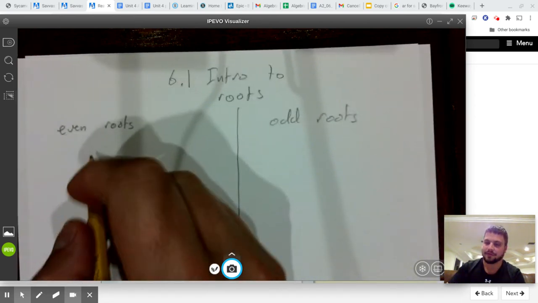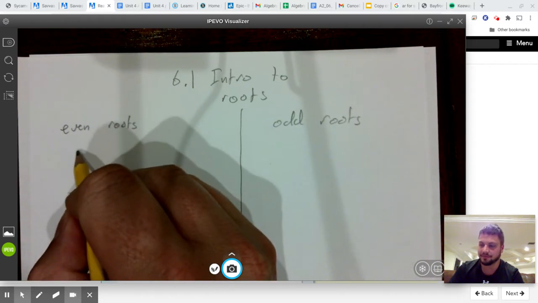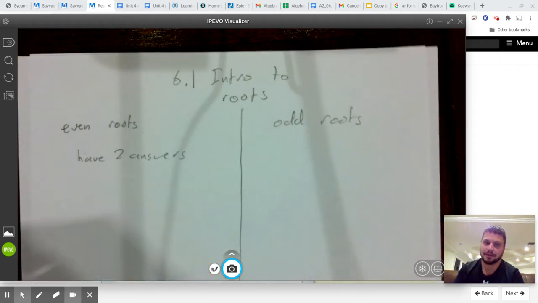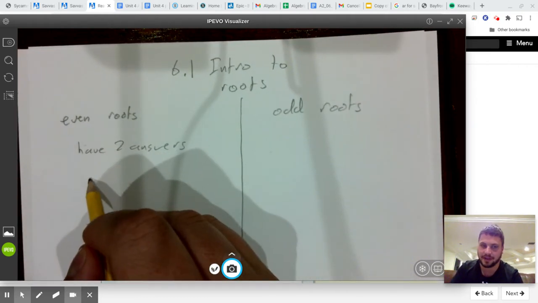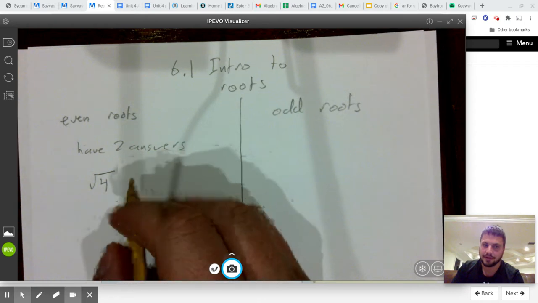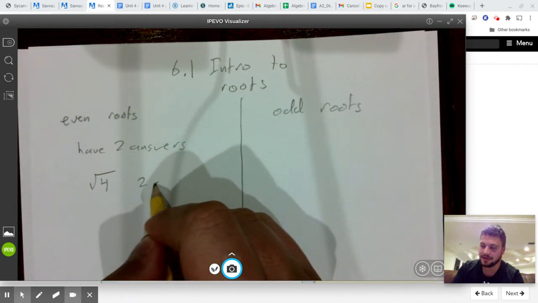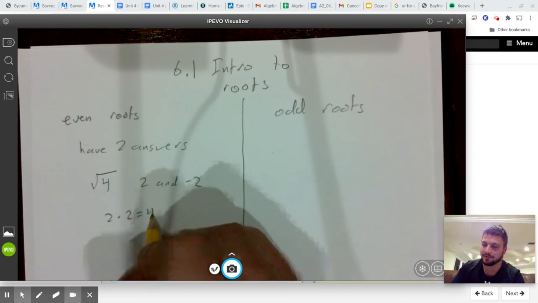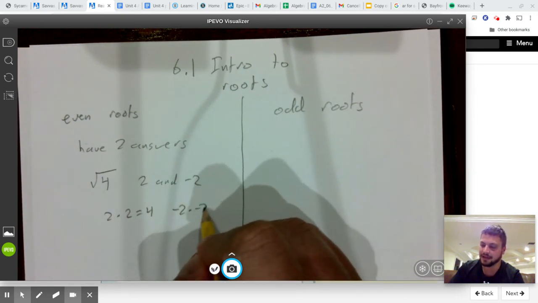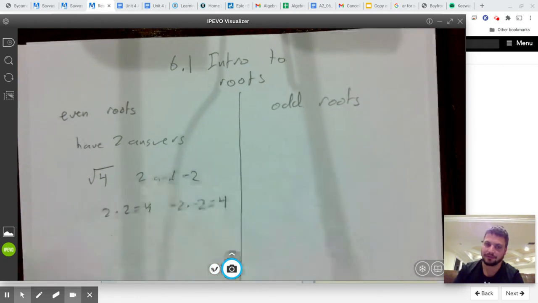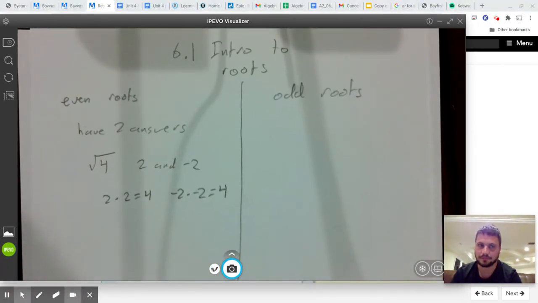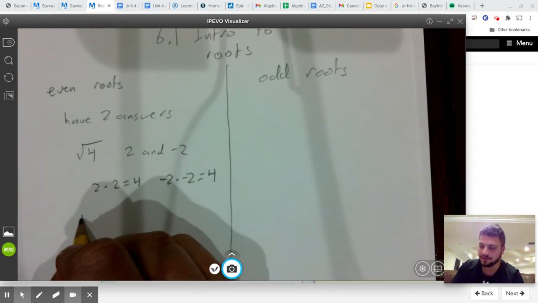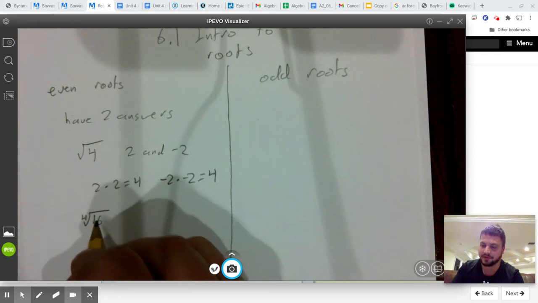Okay, first of all, know that all even roots have two answers. The easiest explanation for that is when we say, what is the square root of 4? Of course, the square root of 4 can be 2 and also negative 2, because 2 times 2 equals 4, and negative 2 times negative 2 also equals 4. That same thing would hold true if it was, for instance, the fourth root of 16.